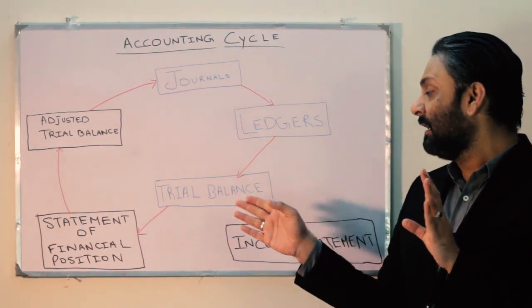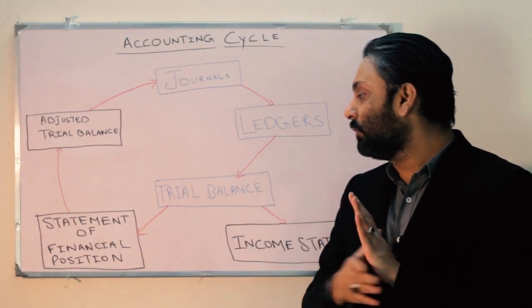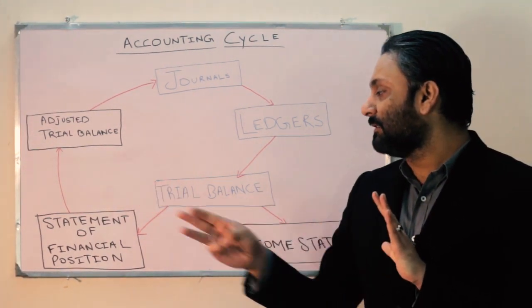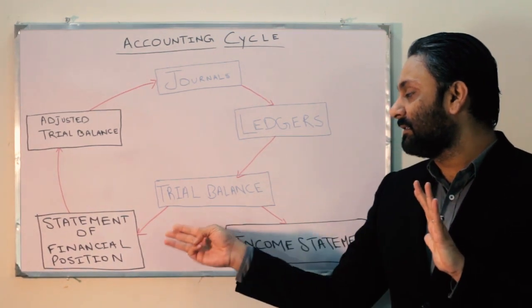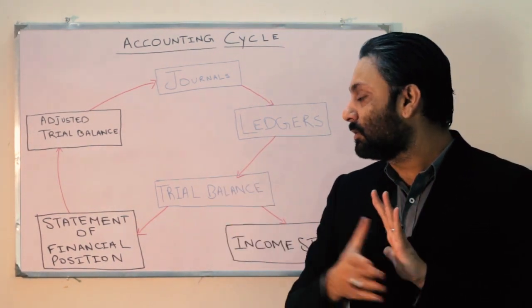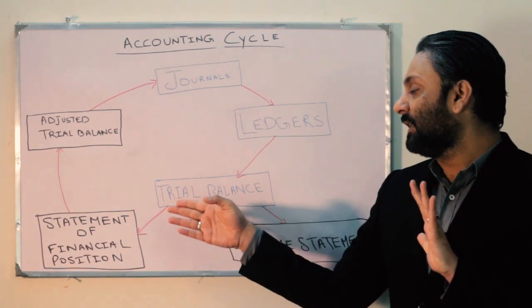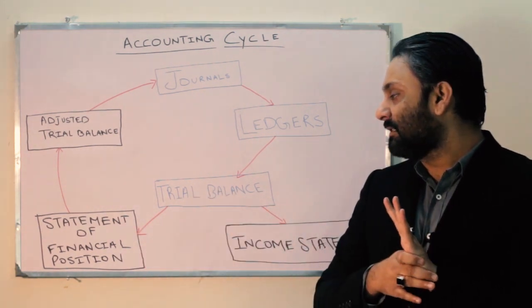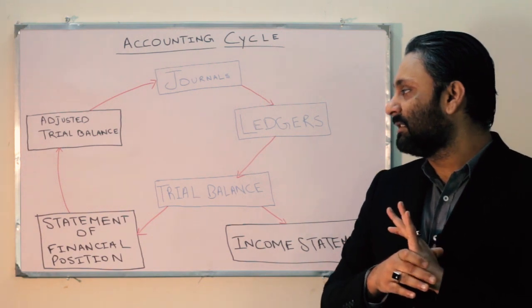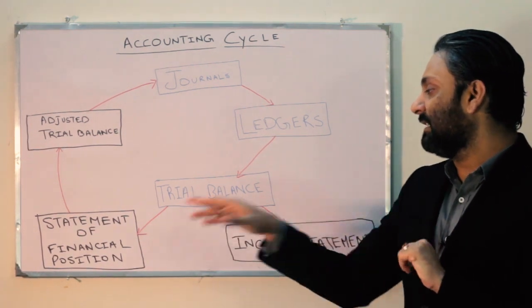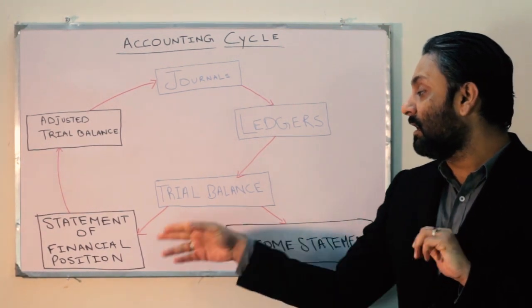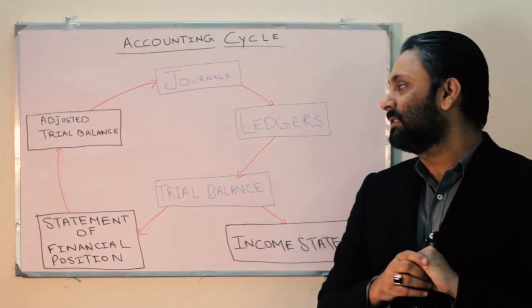And from the trial balance, the remaining 3 items make up the accounting equation, that is assets equal to liabilities plus capital. The accounting equation is proven through the statement of financial position, so the 3 items are listed inside it, which is also called the balance sheet. We prove the accounting equation through this statement. These 2, the income statement and the statement of financial position, are also called final accounts.